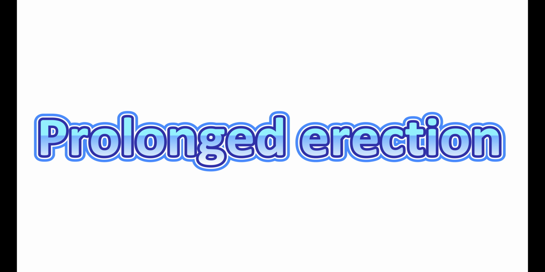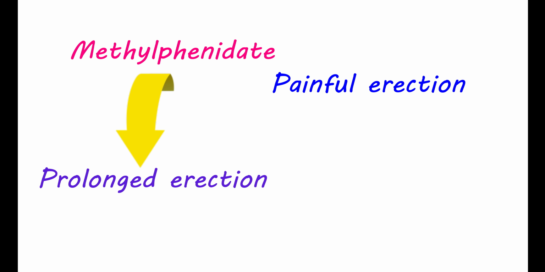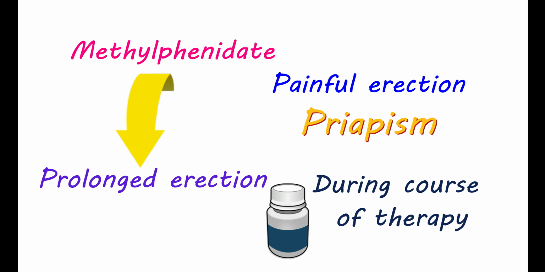Prolonged erection. Methylphenidate can cause prolonged erection in both adults and children. It may cause painful erection, and this condition is called priapism. Erection for prolonged periods can damage the tissue and be more troublesome. You can observe this condition during the course of therapy and even after its withdrawal. Therefore, take caution if you observe prolonged erections, especially if they are frequent.